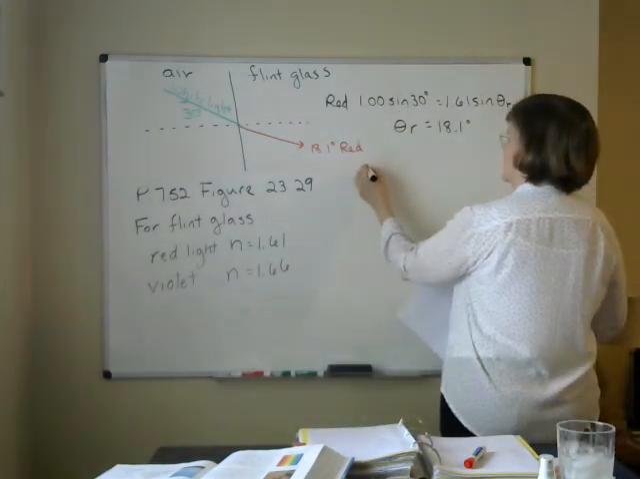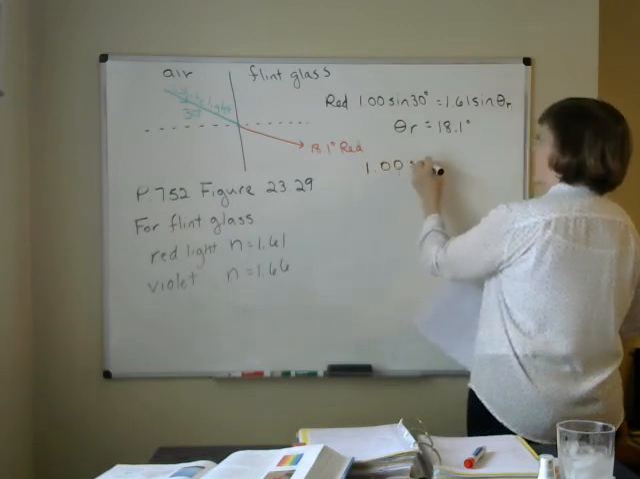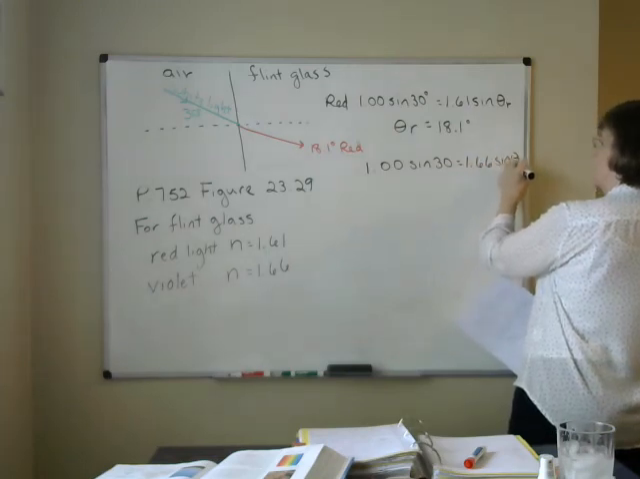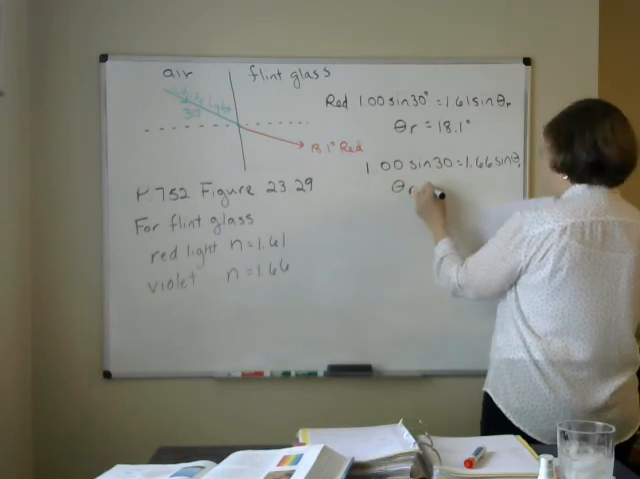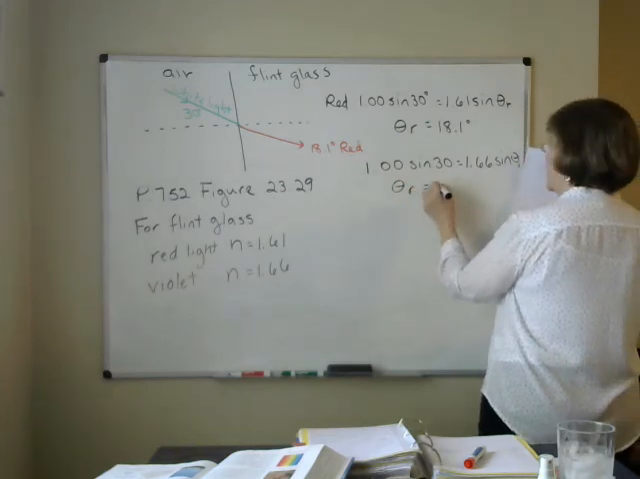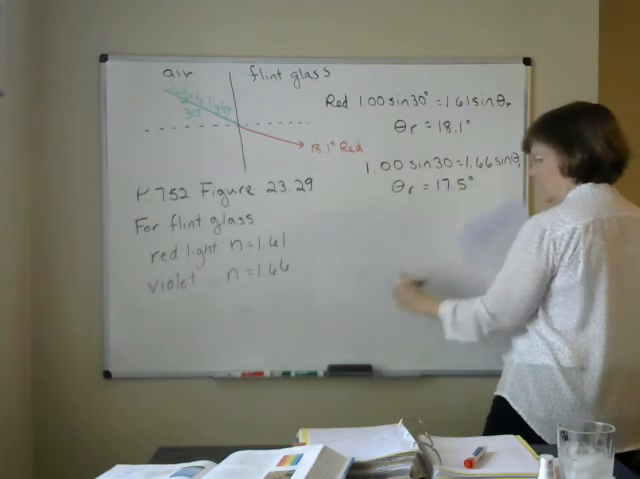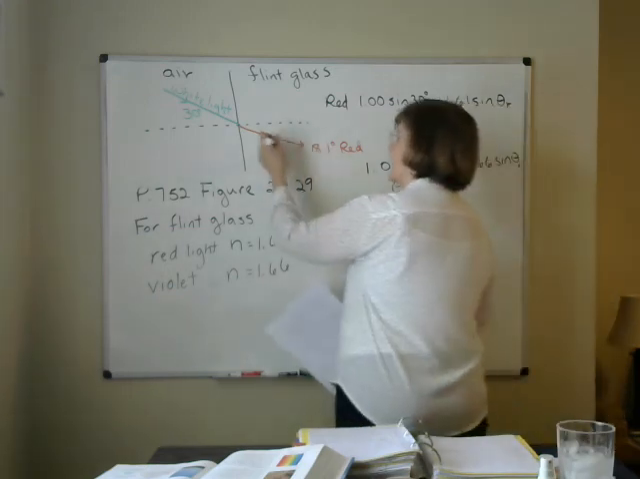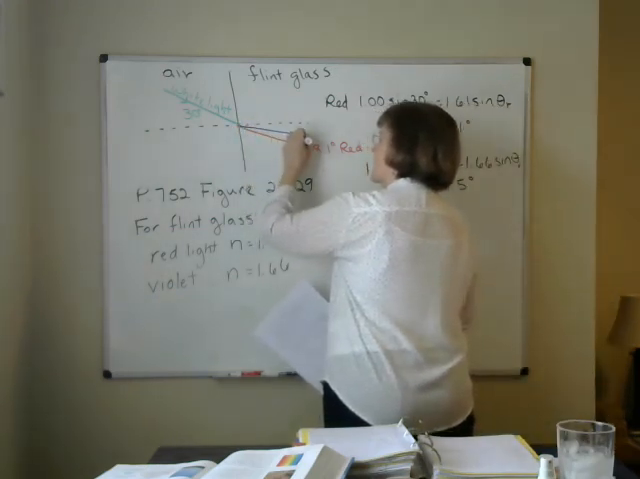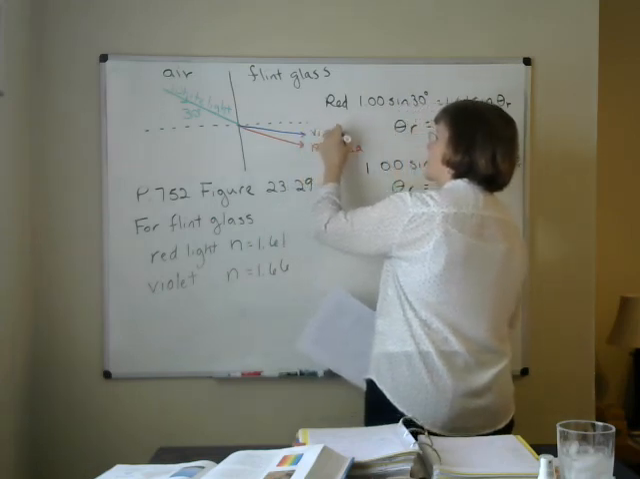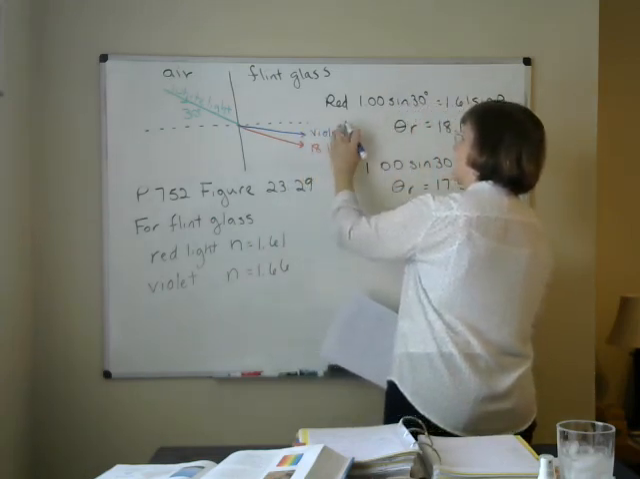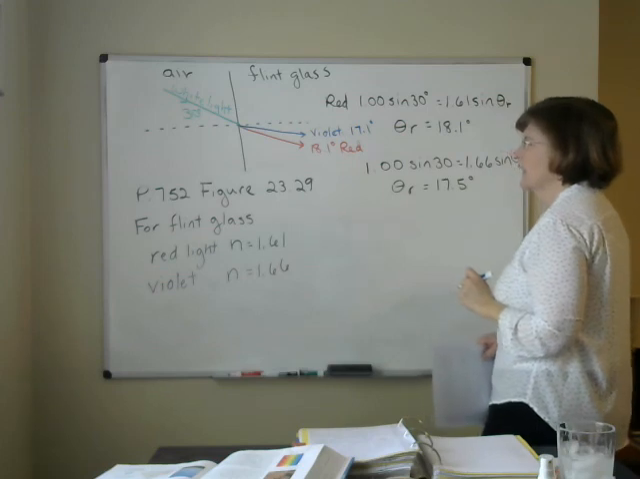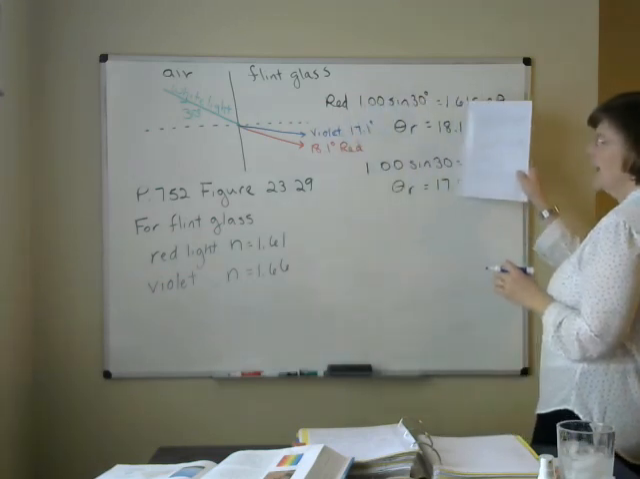If I repeat that, only now I use 1.66 sine theta R, I find out that for violet light, it ends up at 17.5 degrees. Again, I don't have a violet marker. Obviously, the farther apart you get back here, the more obvious.